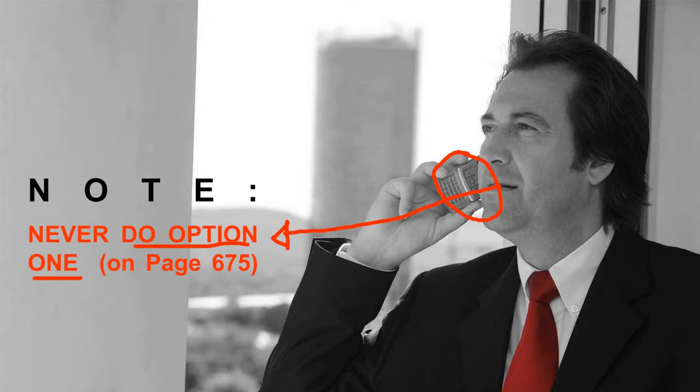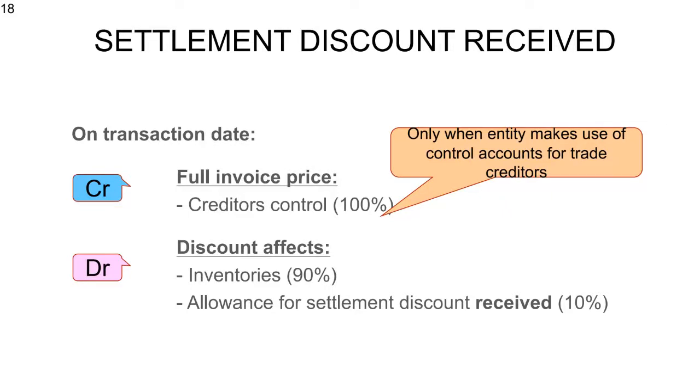Okay, let's have a look at what option 2 looks like. So option 2 says that the creditor's control must always be at 100%. This looks very similar to what we did with revenue. Remember, the debtor was always recorded at 100% of the transaction price. Then the revenue used to be at the amount less the discount, and then we used to have this allowance for discount. So we do the same thing here.